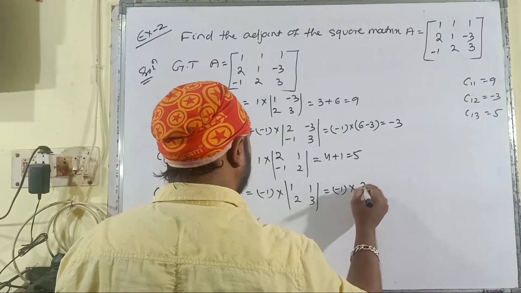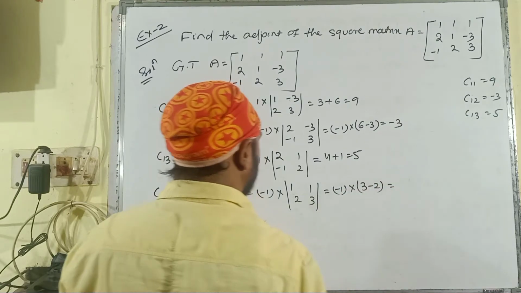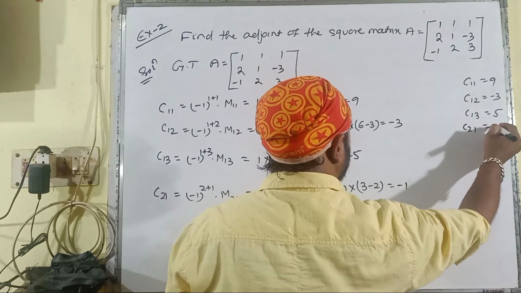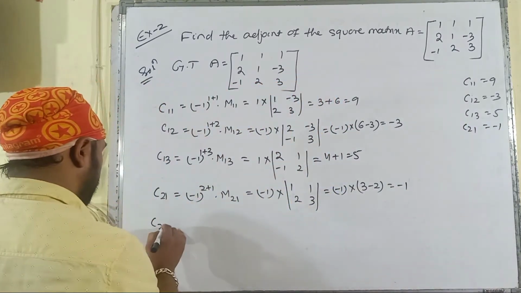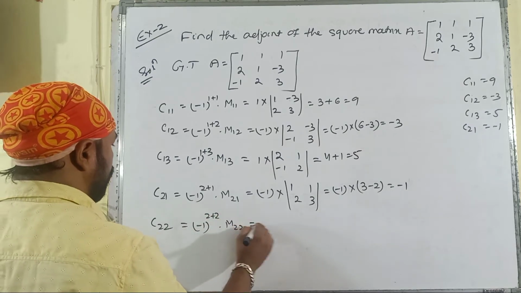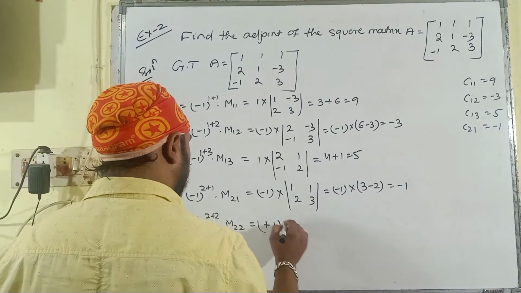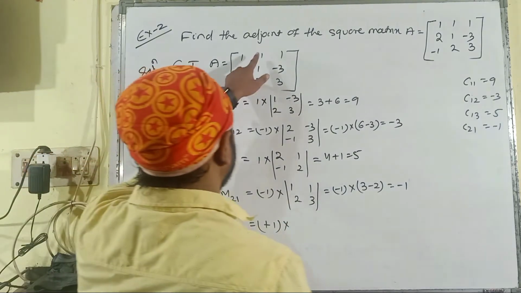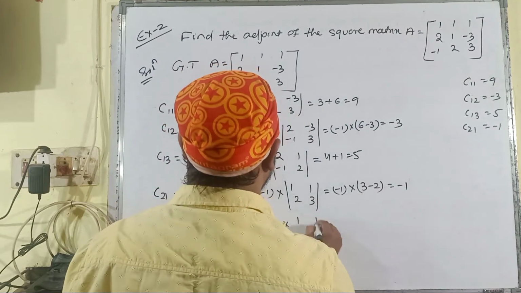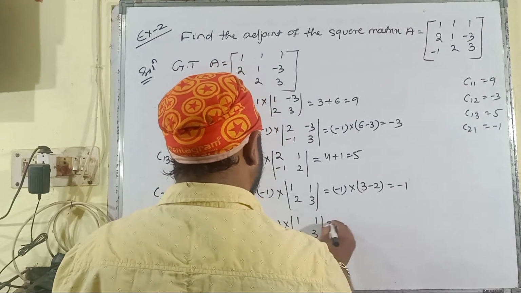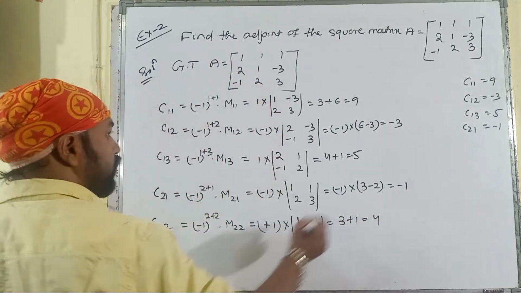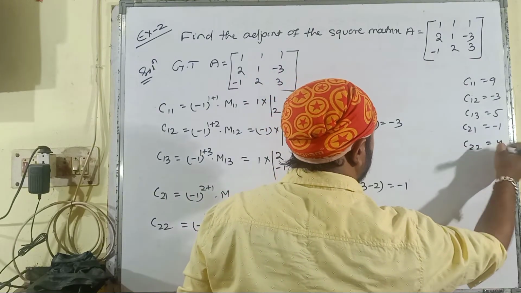Minus 1 multiplied with 3 minus 2. It is minus 1. So C21 is minus 1. C22 is minus 1 to the power 2 plus 2, multiplied with M22. It is plus 1 multiplied with M22. 1, 1 minus 1, 3. It is 3 plus 1, it is 4. So C22 is equal to 4.